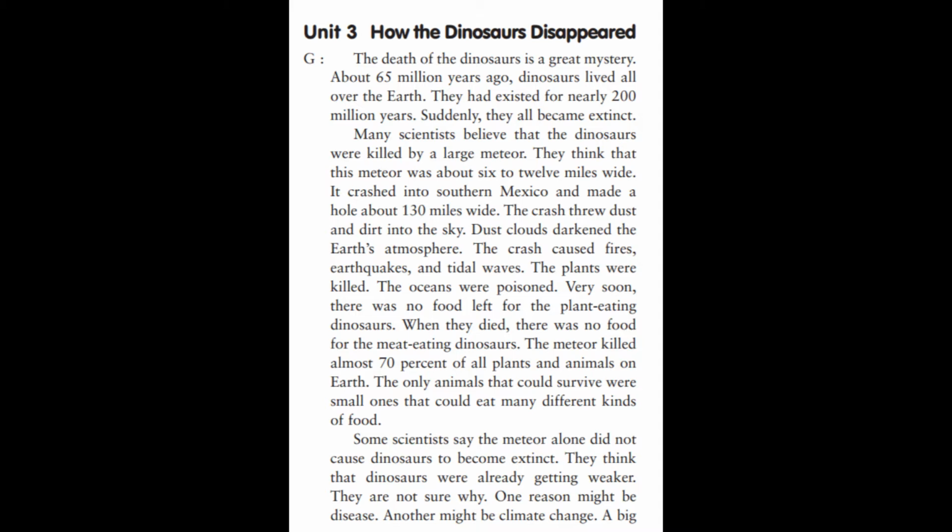The crash caused fires, earthquakes, and tidal waves. The plants were killed. The oceans were poisoned. Very soon, there was no food left for the plant-eating dinosaurs. When they died, there was no food for the meat-eating dinosaurs. The meteor killed about 70% of all plants and animals on Earth.